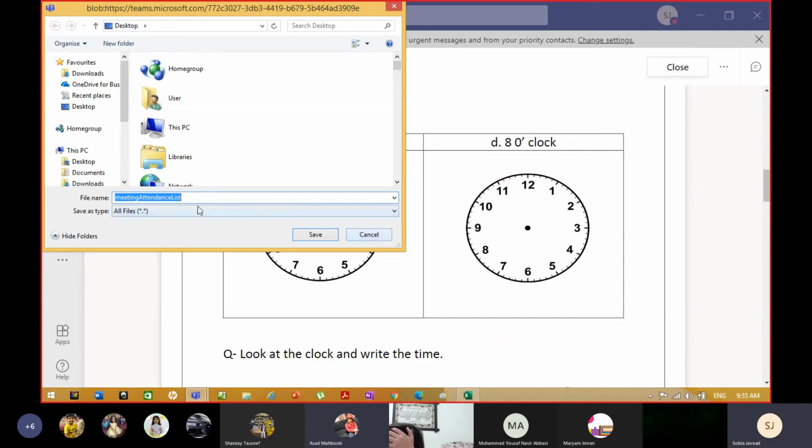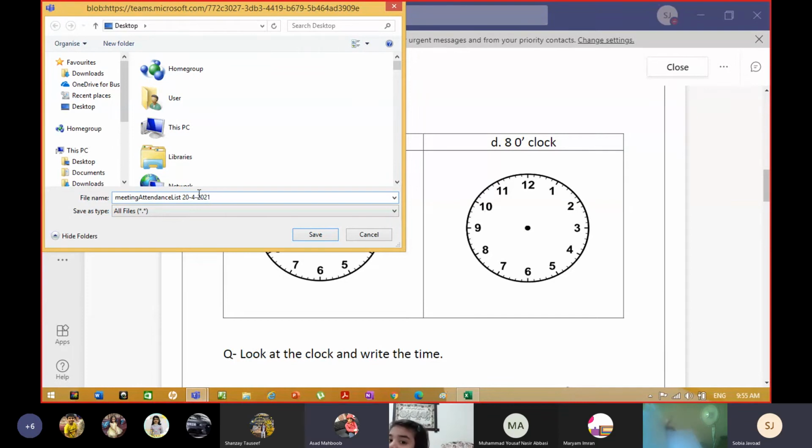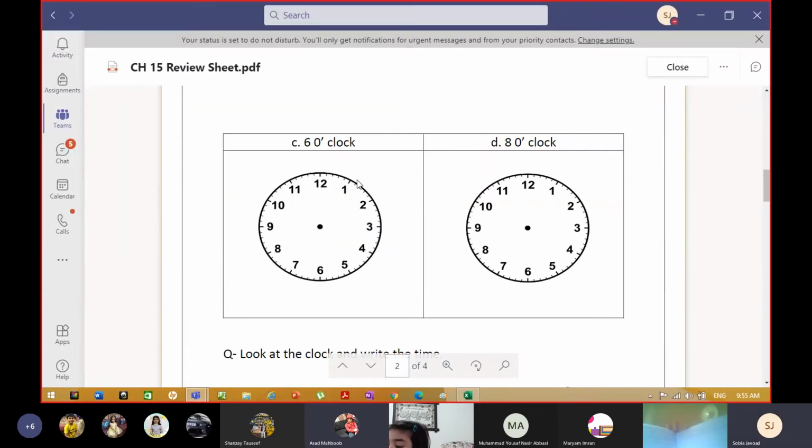Draw one clock to show. Teacher, just a minute. Look at question 1. Yes, you have done this question. Now draw the same clock and show the time 8:30.